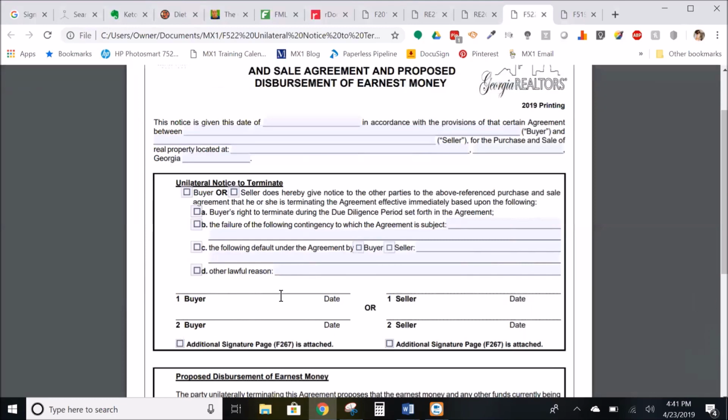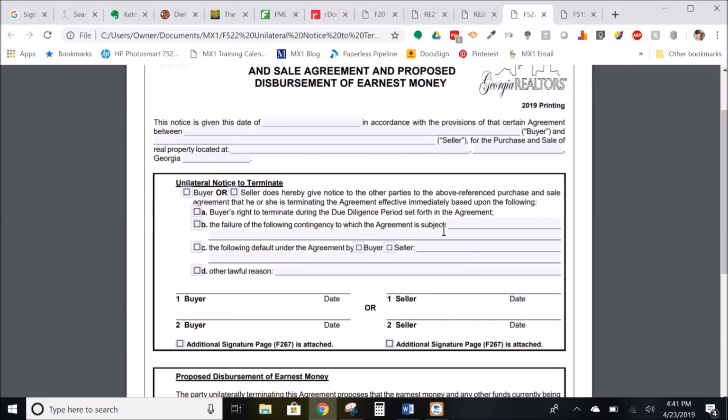Now, if the buyer is terminating under the financing contingency, then you would fill out B, for example, the failure of the following contingency to which this agreement is subject. And you would simply put financing contingency. So that's the B is where you would fill out for any other contractual contingency that the buyer and seller agreed to. So that would be, for example, financing contingency, appraisal contingency, sale or lease of a person's home contingency, and so forth.